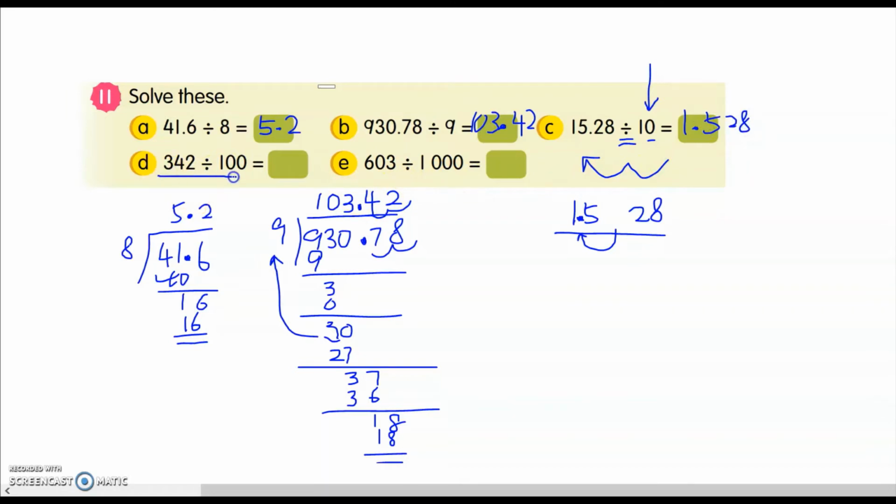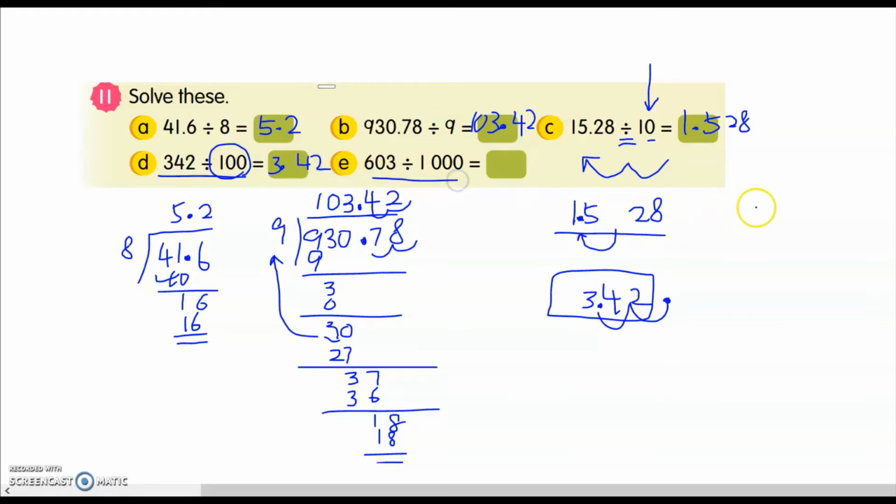Okay, question D, 342 divided by 100. Now, how many zeros are there in 100? There are 2 zeros, right? 2 zeros, so we move 2 times to the left. Now, where do we start? We start from outside here. For numbers without a decimal point, we start from outside here. So 2 times, 1, 2, point. So your answer is 3.42.